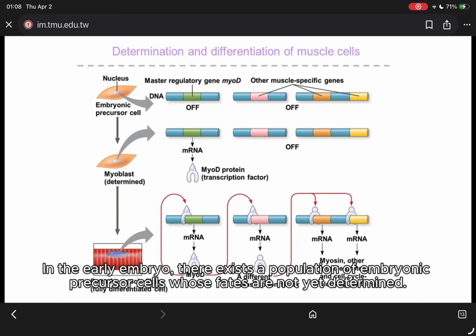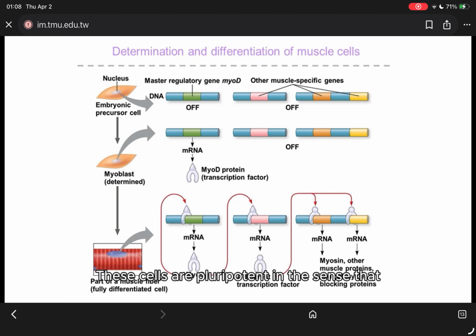In the early embryo, there exists a population of embryonic precursor cells whose fates are not yet determined. These cells are pluripotent in the sense that they could potentially become neurons, skin cells, muscle cells, and so on. Once they receive specific signals, however, a subset of them will commit to the muscle cell lineage. This process is called determination.